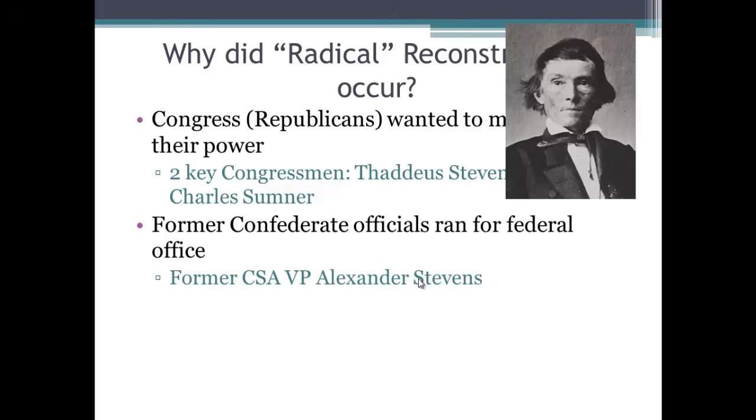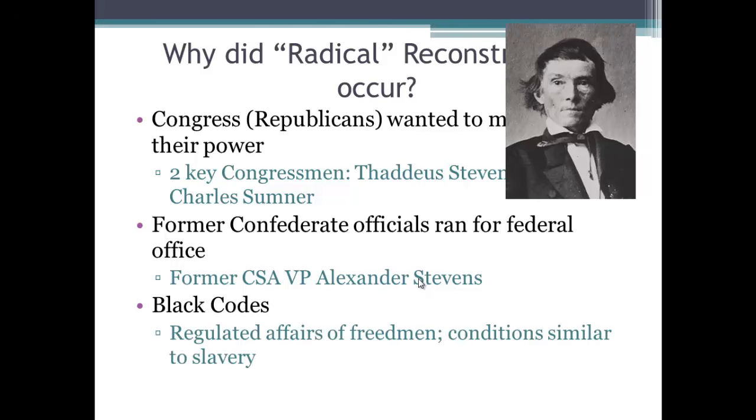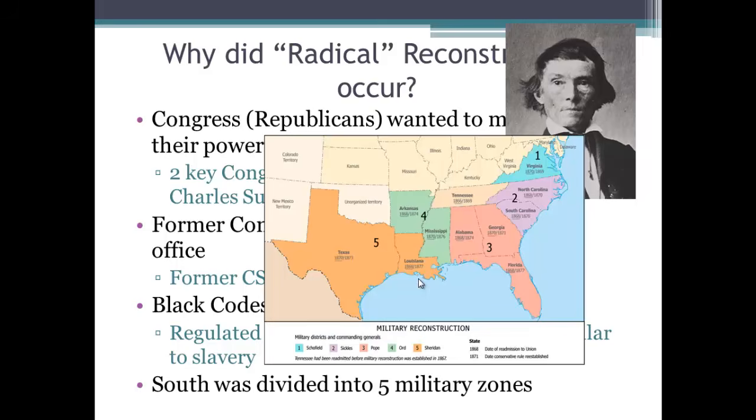Former Confederate officials ran for federal office. We have this guy, Alexander Stephens, who was the vice president of the Confederate States of America. He became a senator in the U.S., so the North was furious. The radical Republicans were furious, wondering what on earth did they fight the Civil War for. The South also instituted black codes, which regulated affairs of freedmen or former slaves, and conditions were very similar to slavery. So again, what was the war fought for if conditions were going to be very similar?